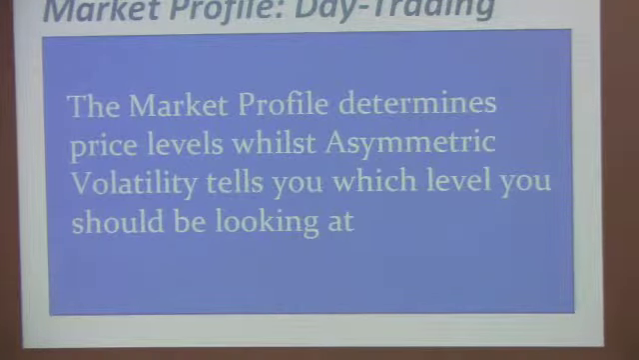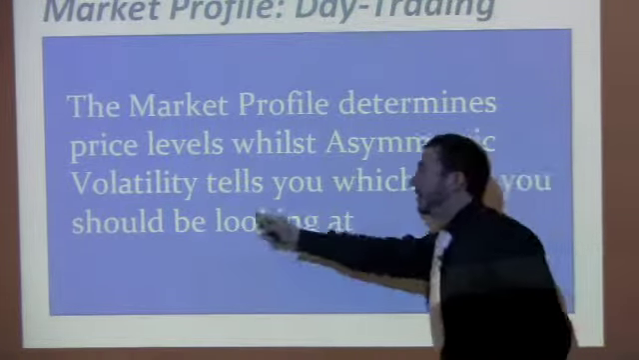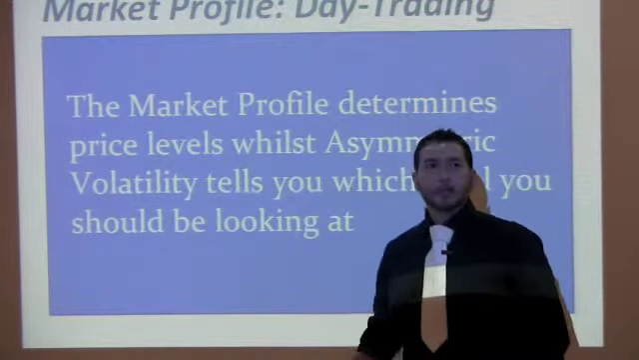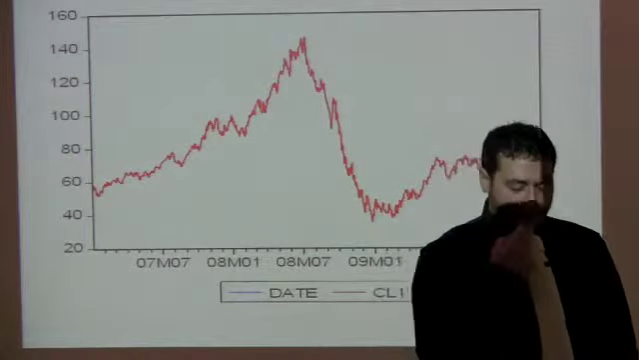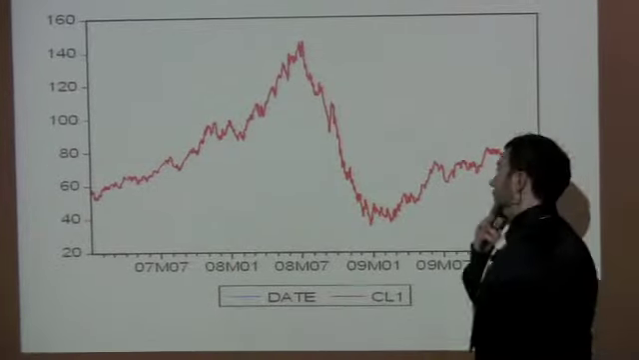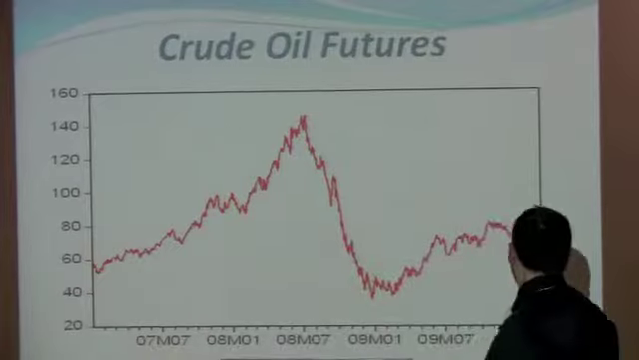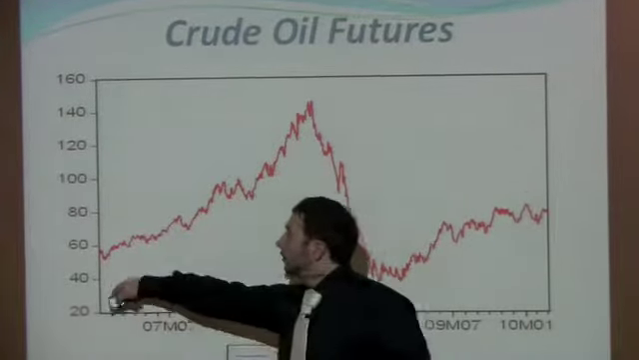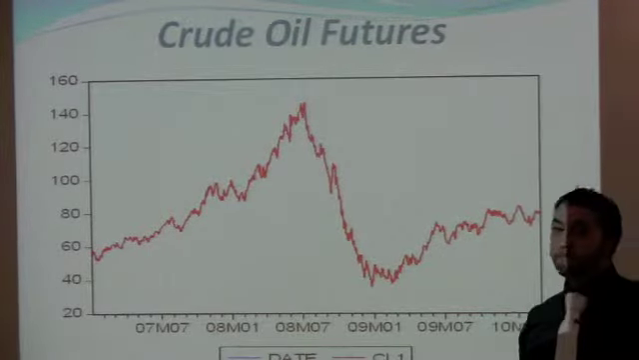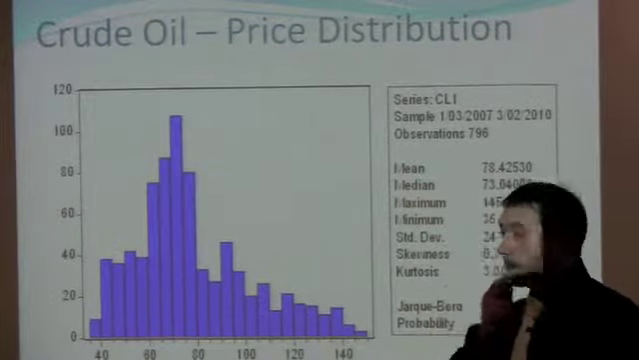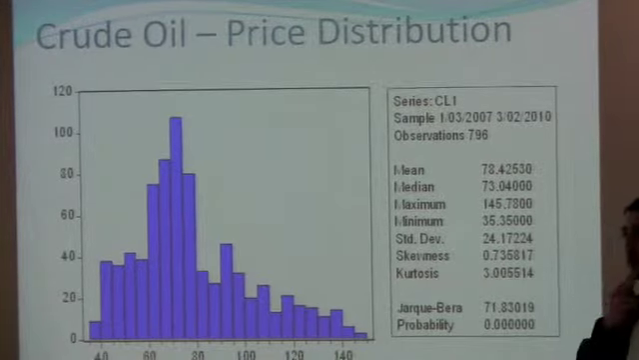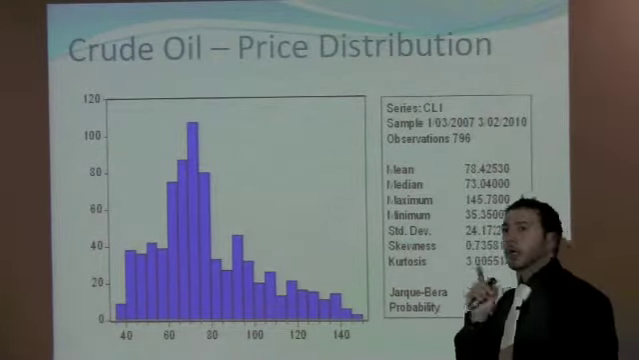The market profile determines price levels, whilst asymmetric volatility tells you which level you should be looking at. That's what happened in the crude oil futures market. The price started about, this is the time frame, 2007 to 2010. Those are prices: $60, $140, and then back to 80. What the market profile is, is purely and simply the distribution of the price.